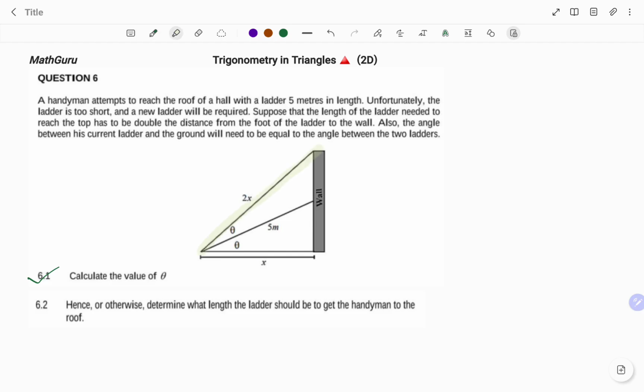Using the bigger triangle, that is the ladder that reaches the top, because it's a wall that is perpendicular to the ground level, I have my right angle as shown. If I draw a rough sketch of the ladder and the wall, I have the right angle, then the length of the ladder 2x, the distance on the ground x, and theta plus theta, that's the total angle between the longer ladder and the ground, which is 2 theta.